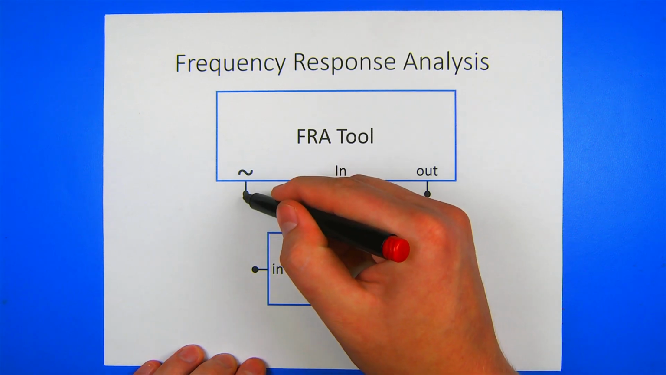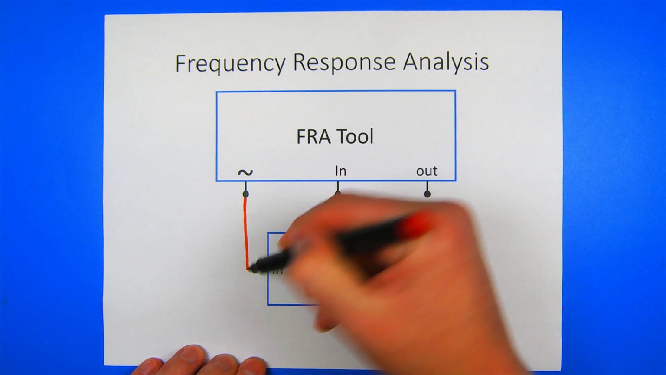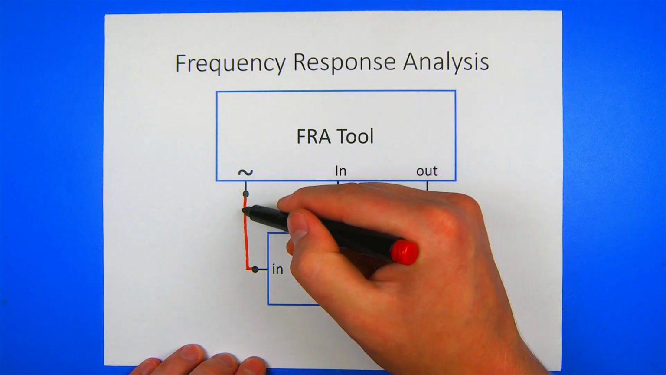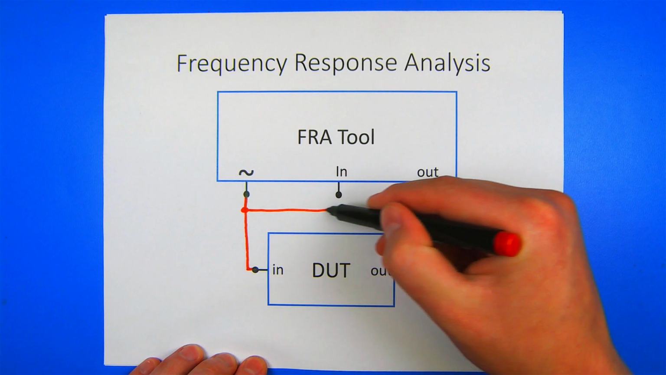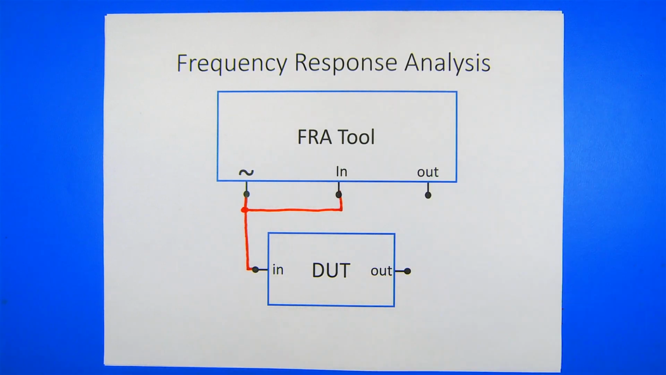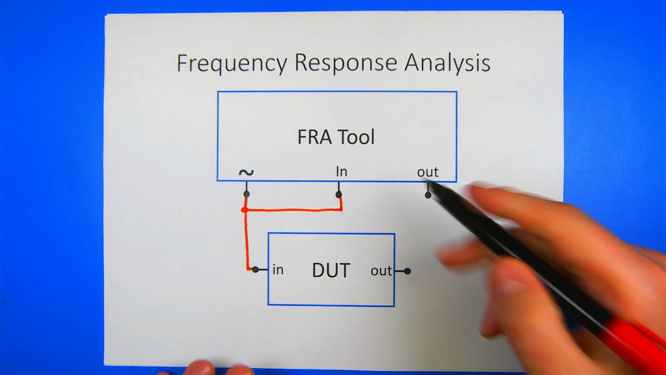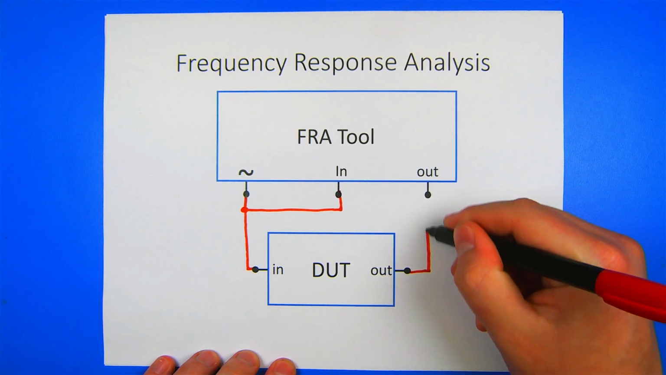The waveform generator output needs to be connected to the input of your device under test. It also needs to be connected to the input channel of the FRA tool. The output of your device under test needs to be connected to the output channel of the FRA tool.